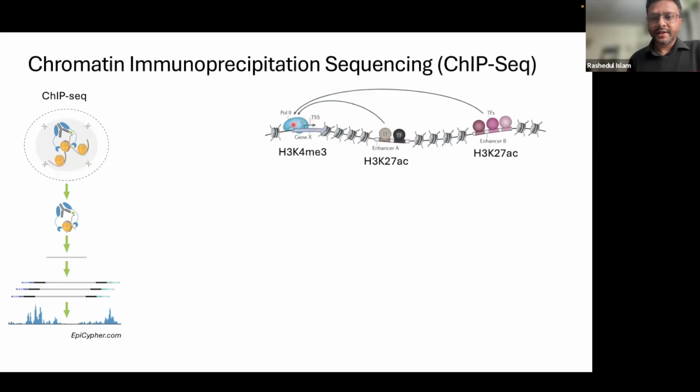So here is an actively transcribing gene. This is the gene promoter, which is marked by H3K4me3. Polymerase II is binding there. Also, two enhancer regions are interacting distally with this promoter to enhance its expression. So how do we identify the enhancer locations? Using ChIP-seq, we can identify the regions that have an acetylation mark, and those regions are the enhancer regions.